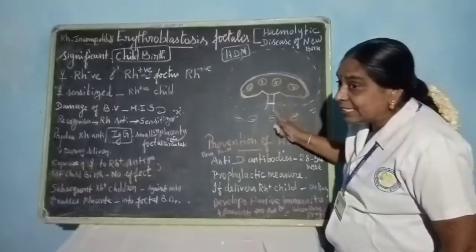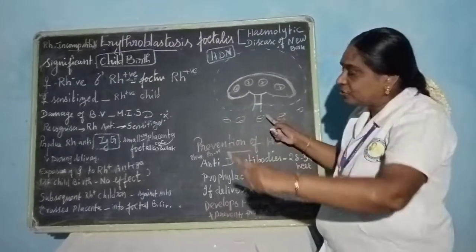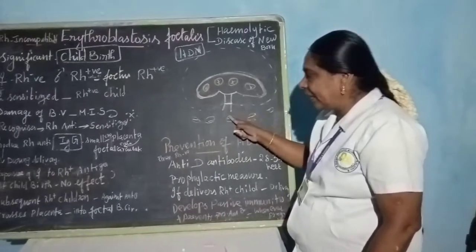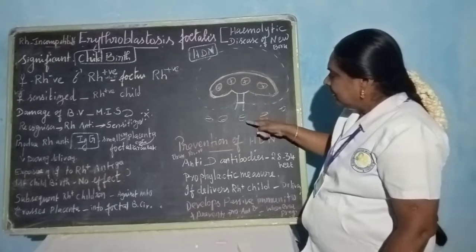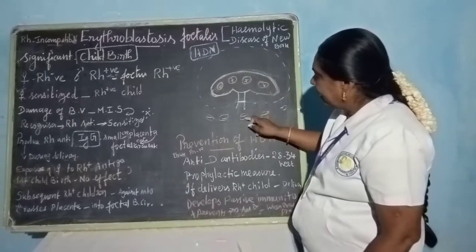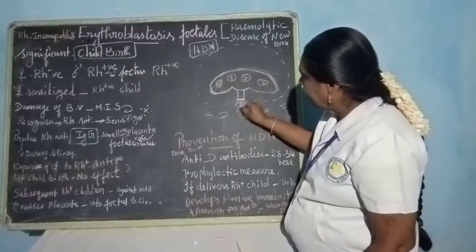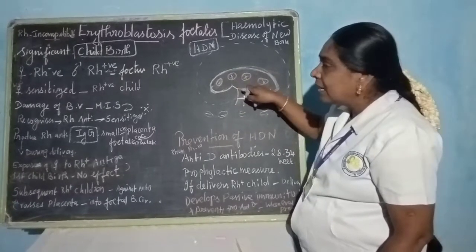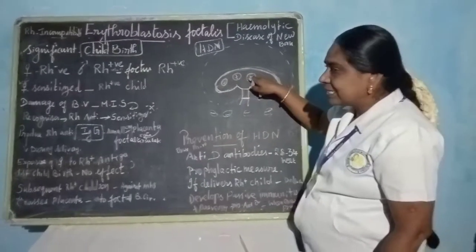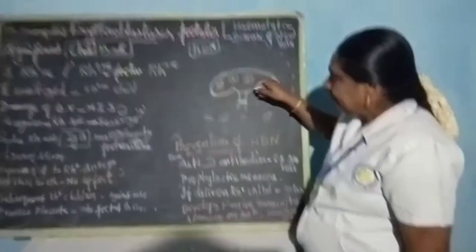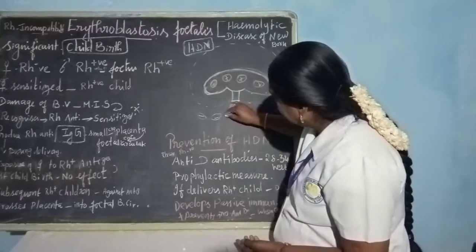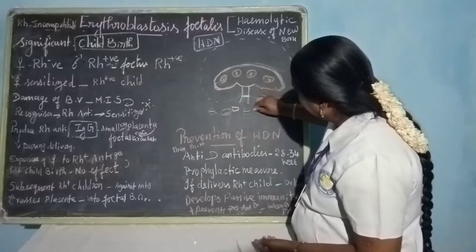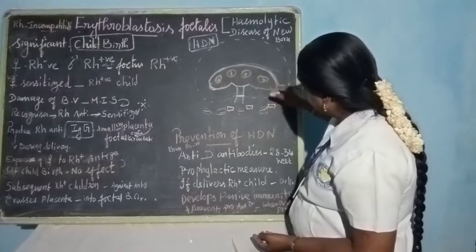Now I am explaining about the first one. During the first childbirth, this is the first child. The RH positive blood tries to go inside. The antibodies immediately recognize the RH antigen during the first delivery, and immediately it produces what? That is antibodies. These are the antibodies produced.